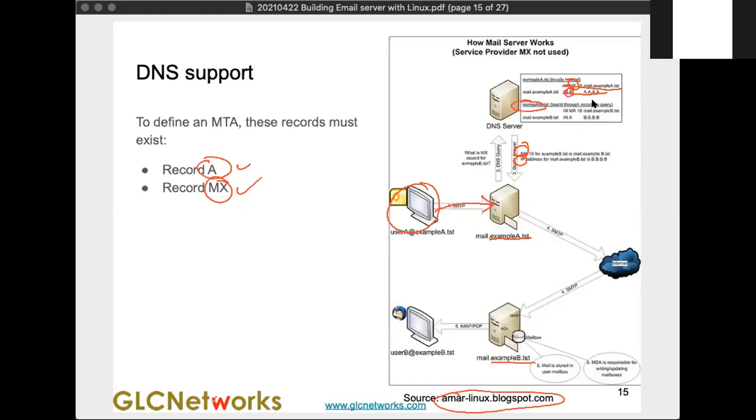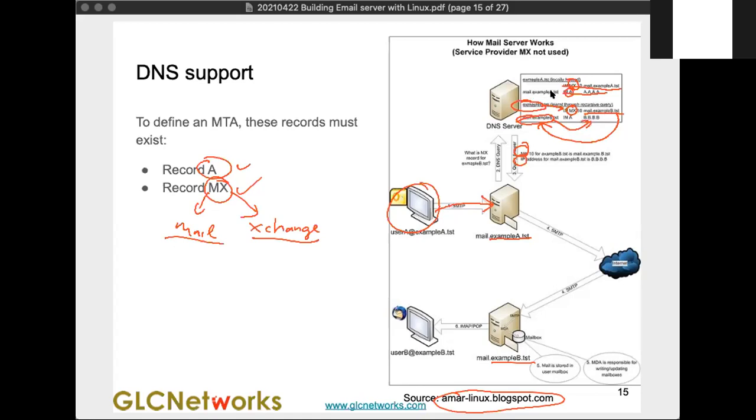So this is example B, the destination. I'm looking for, for example, a user at examplebee.com. So the domain is here. We check the MX first. What is the MX? MX means mail exchange. The MX record here is handled by mail.example.test. Then we need to look up the IP address of that host, so we need another record to resolve the name to the IP address.